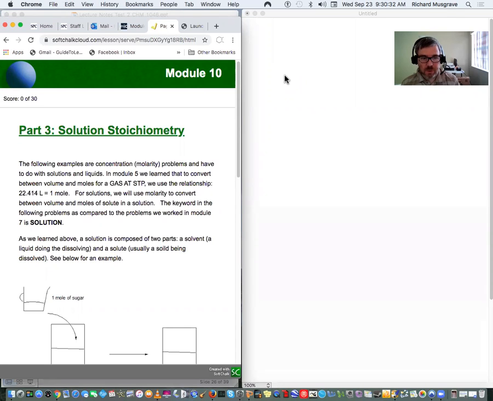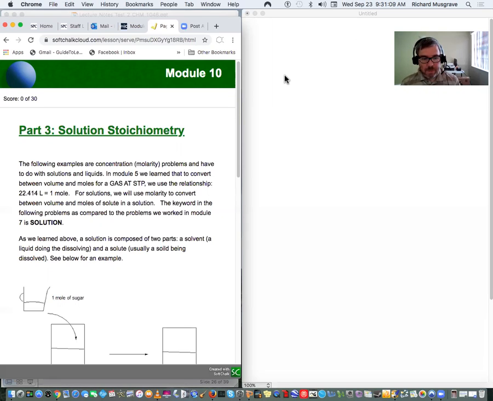Let's first of all discuss the difference between gases and liquids. With gases, a gas at STP, 22.414 liters, will be 1 mole. That's fine for gases, but that does not apply at all to solutions. In solutions, we talk about solution concentration, which is moles of something dissolved in a certain volume of liquid. And 22.414 liters is not something that's going to matter at all here.